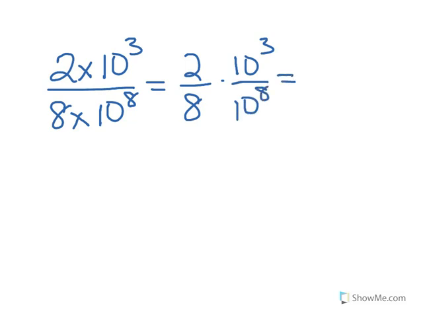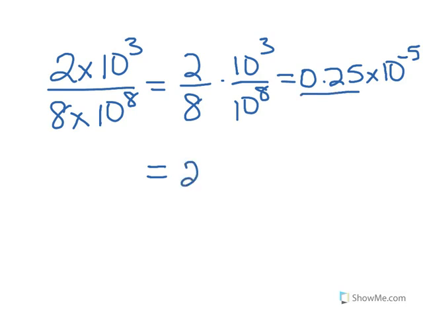Well, 2 divided by 8 can be expressed as a decimal as 0.25. And 10 cubed divided by 10 to the 8th, subtract the exponents, and we have 0.25 times 10 to the negative 5. Now that's not in scientific notation, but the numbers we started with were. So it's important that we should return our answer to the same form as the numbers that we received when the problem was proposed. Well, to fix this, we've got to create a first number that is greater than or equal to 1, but less than 10.